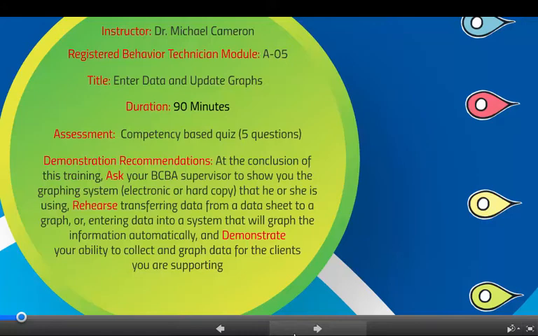So for example, we've talked quite a bit during these modules about the possibility of using cloud-based or internet-based systems such as that offered by Central Reach for the purpose of using tablets or iPads and doing your data collection system conveniently on those devices. And then those devices will also automatically graph data for you. So if your BCBA supervisor is using one of those systems, certainly get an overview and take a look at how data are entered into the system and how the data are graphed as well.